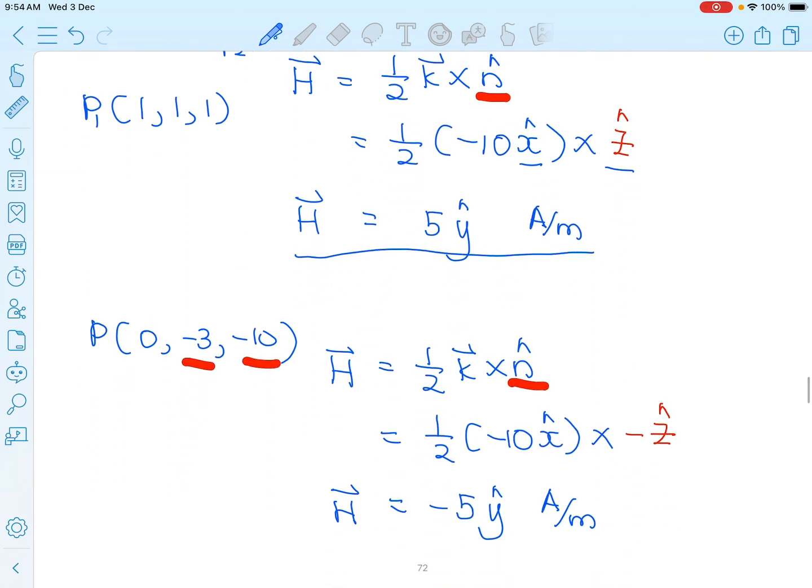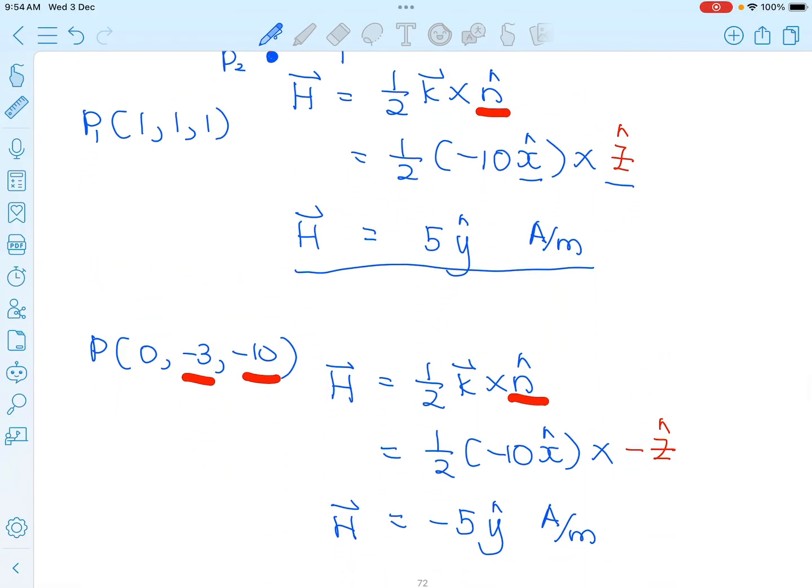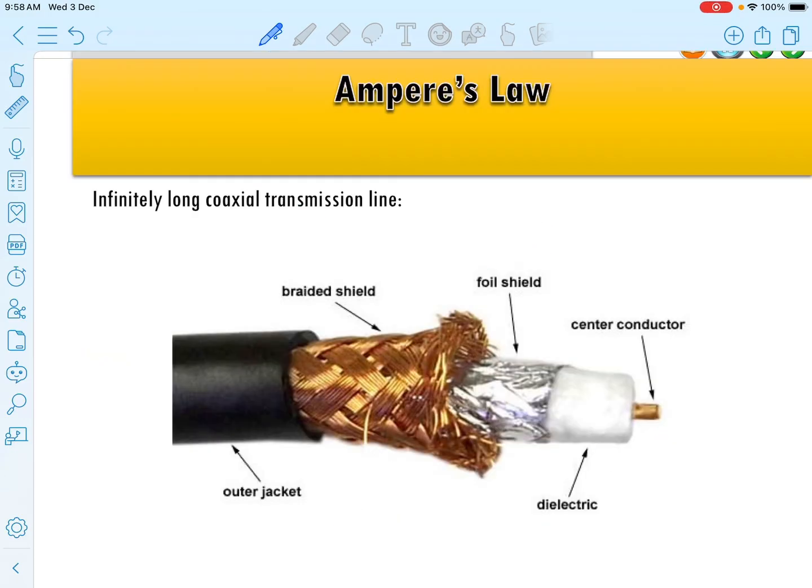Right, so this is not that difficult, to find the magnetic field from a surface that has a current density. Now let's look at how to use Ampere's law to find the magnetic field within an infinite long coaxial transmission line. A coaxial transmission line is actually a wire, but we only use this wire at high frequency. We use this coaxial line to transmit signals at high frequency.